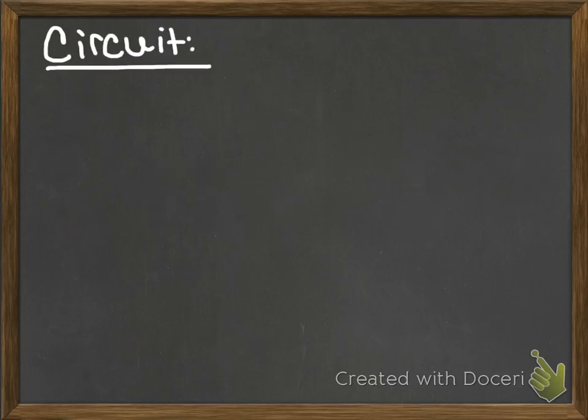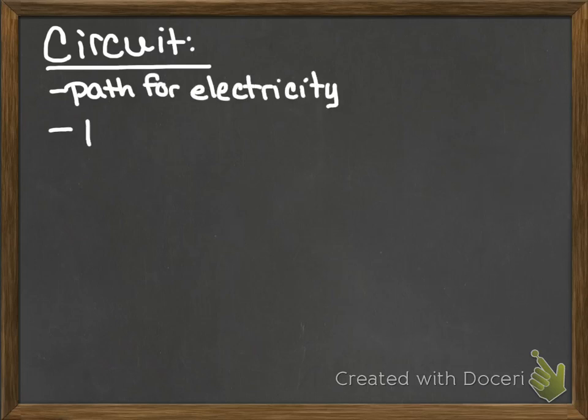So what is a circuit? A circuit is a pathway for electricity. It has to be a complete loop because the electricity has to get from where it started to where it ended, or it's not a closed circuit. It's an open circuit, and it doesn't work.